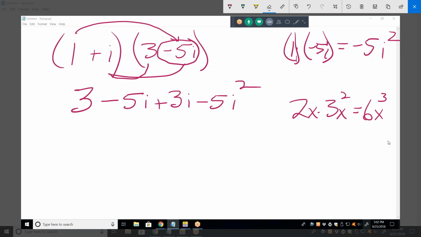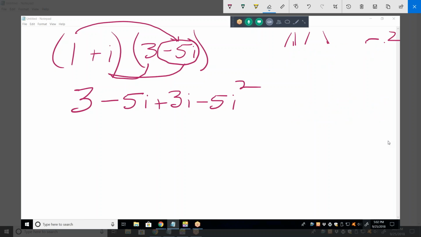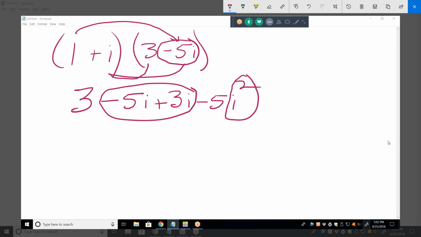Now, we're not done. We're never done with the first step in foiling, because we know we can always combine those two middle terms, and with imaginary numbers, we can always substitute something for i squared, which will cause it to be a real number, not an imaginary one. Okay, so let's do one step at a time. Combine the two middle terms.